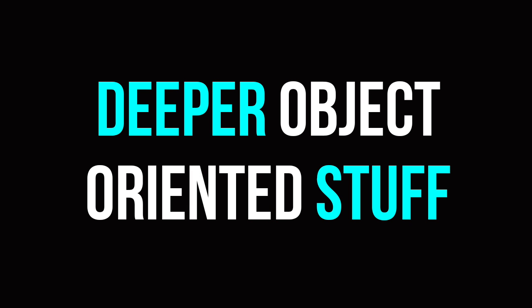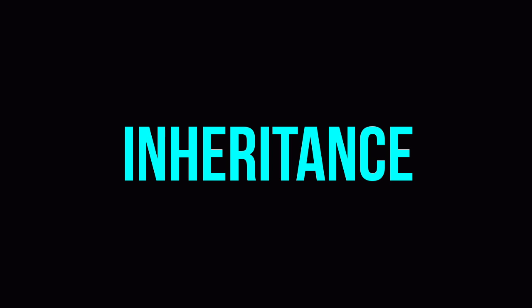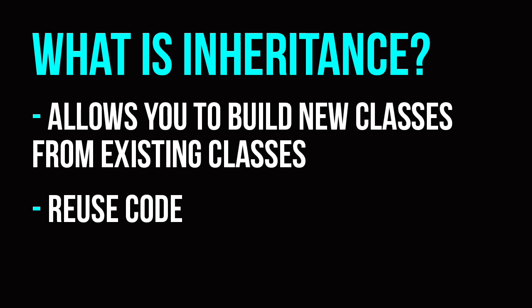Today we're going to be going into deeper stuff of programming. And when I say deep stuff, I mean deep object-oriented, core stuff that's really important to programming. So get excited. We are going to be talking about inheritance in Java. And so what is inheritance? Basically it allows you to build new classes from existing classes and reuse code, which is pretty awesome.